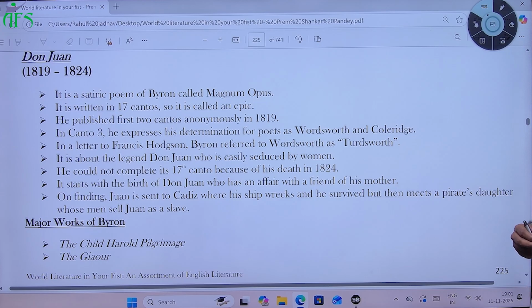On finding out, Don Juan is sent to Cadiz, where his ship wrecks and he survives, but then he meets a pirate's daughter whose men sell Juan as a slave.